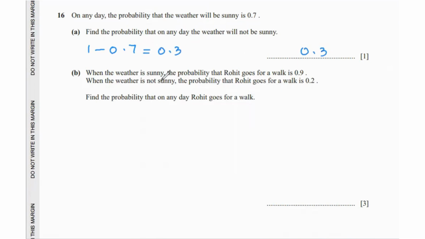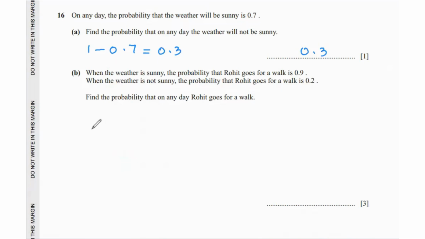Then when the weather is sunny, the probability that Rohit goes for a walk is 0.9. When the weather is not sunny, the probability that Rohit goes for a walk is 0.2. Find the probability that on any day, Rohit goes for a walk. So we have to find the probability that on any day, Rohit goes for a walk.